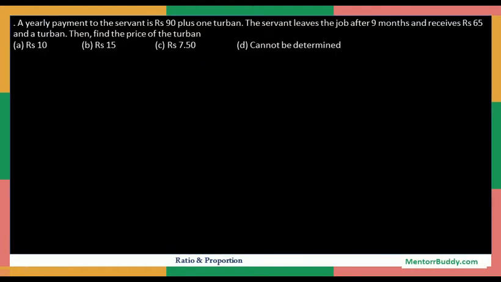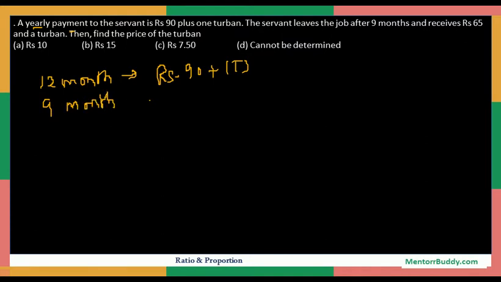According to the previous question, it says a yearly payment to a servant is rupees 60 plus 1 turban, which implies for 12 months the payment is rupees 60 plus 1 turban, but he had worked for 9 months. So for 9 months the total amount which he had received will be 65 rupees plus 1 turban.